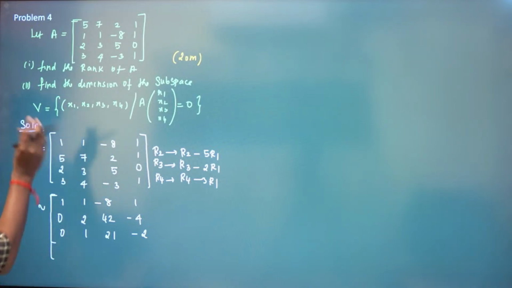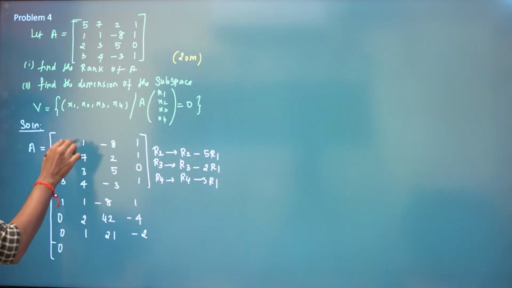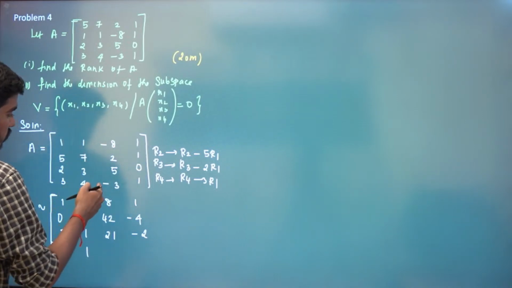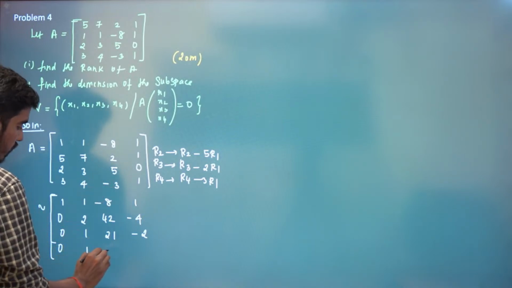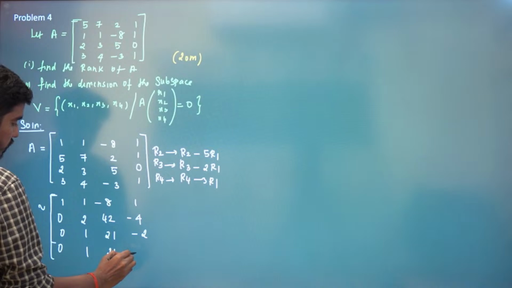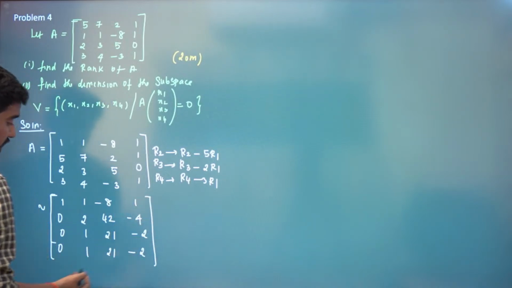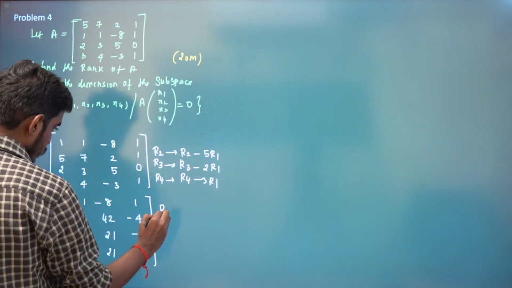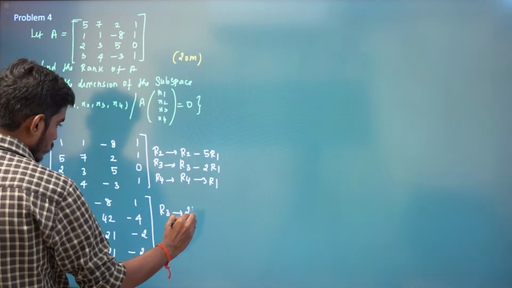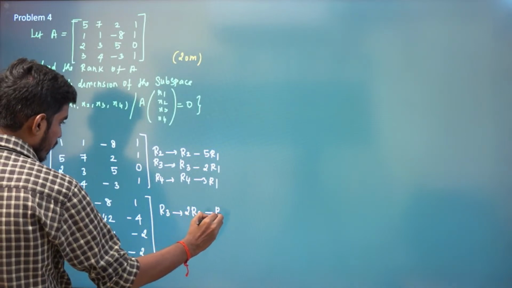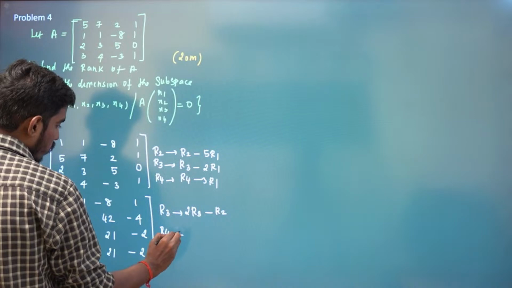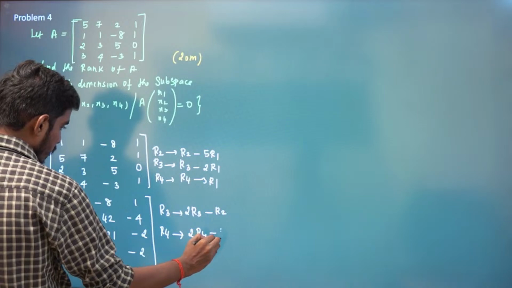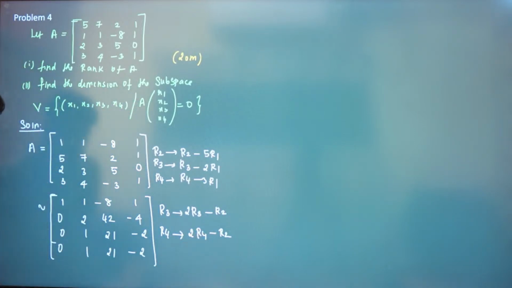Now here you multiply by 3 and then you subtract. So it will be minus 3 plus 24. Wow, it reduces very easily, right? So R3 is transformed to 2 times R3 minus R2, and R4 is transformed to 2 times R4 minus R2, right?